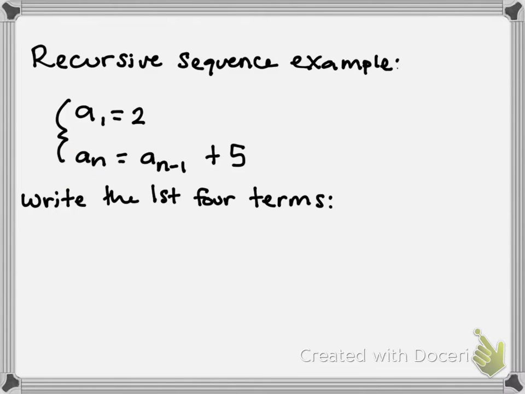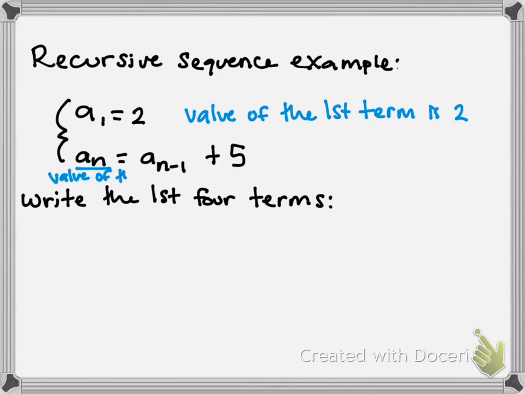All right, so here's a recursive sequence. So if I wanted to read this, I would say the value of the first term is 2. All right, A sub 1 just means the value of the first term. All right, and then if we look at this next part, this is where it gets a little confusing. Okay, the A sub n that we have right here means the value of the nth term.